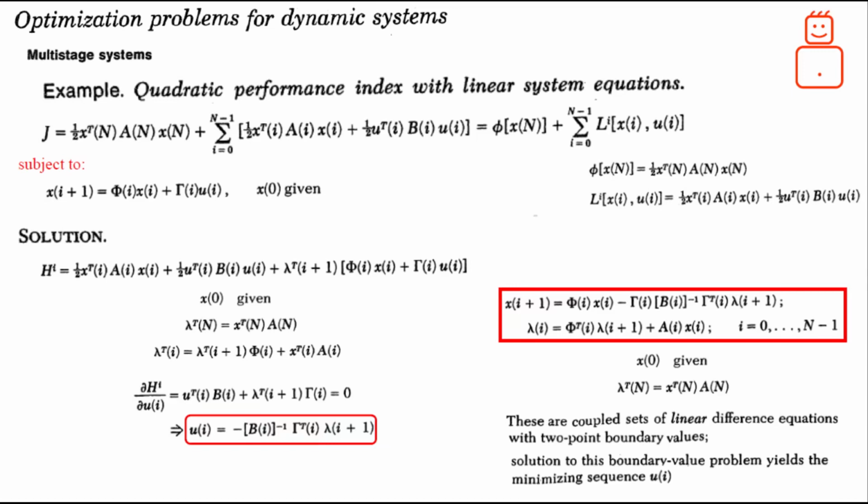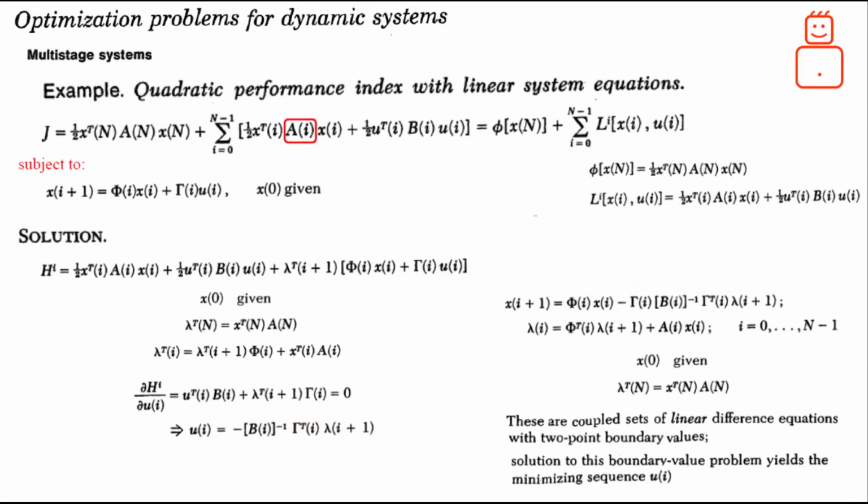Please keep in mind that when we say minimize, we need to check the second derivative of the cost function with respect to the control sequence and test the definiteness of the resulting matrix. This step is ignored here because, as we will see later, for quadratic cost functions, the positive definiteness of the predefined matrix A of i in the cost function is essential for having a minimum optimization problem.